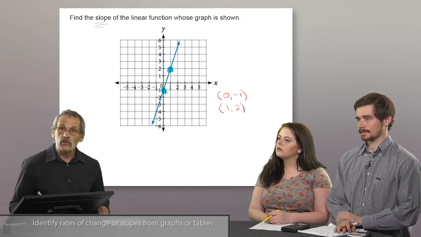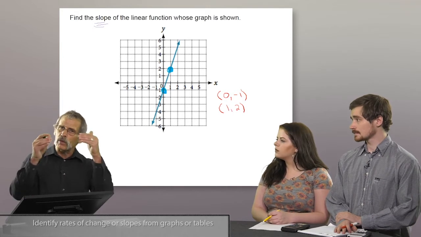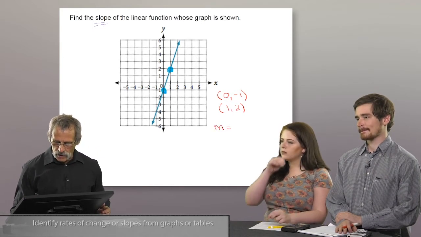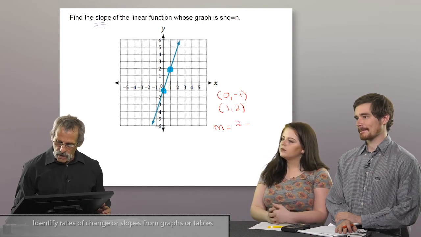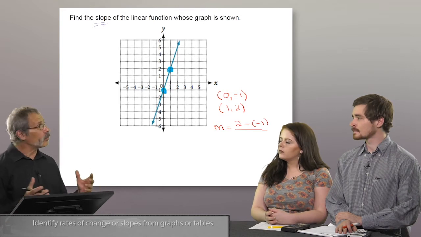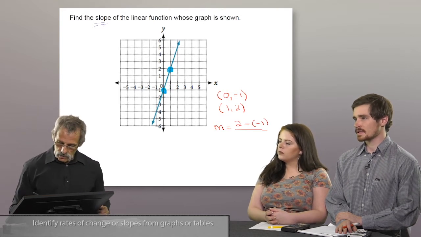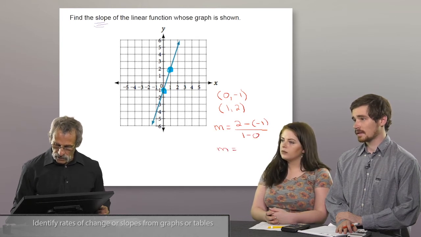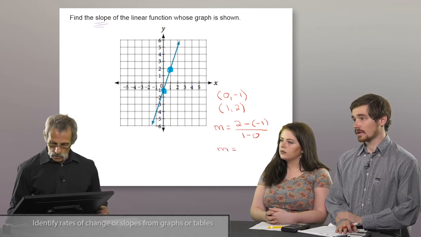One way to find a slope is with the slope formula, once you grab the coordinates right off the graph. The slope formula takes the change of y over the change of x. 2 minus negative 1 is the change of y, over the change of x, which is 1 minus 0. And what do we get for a slope here? A slope of 3 over 1.